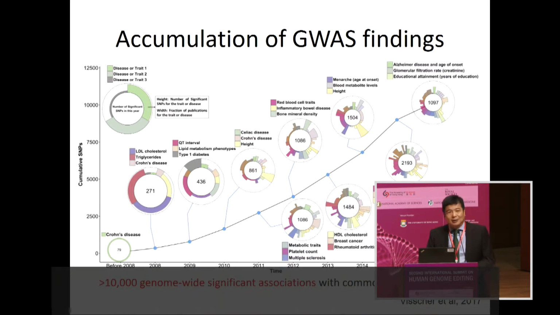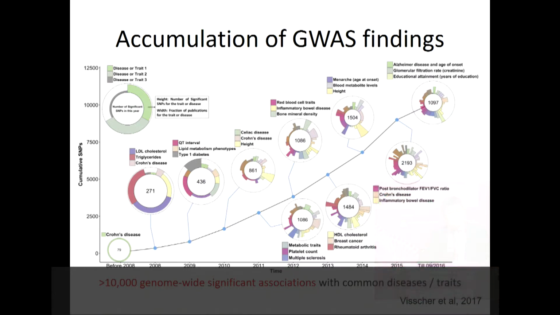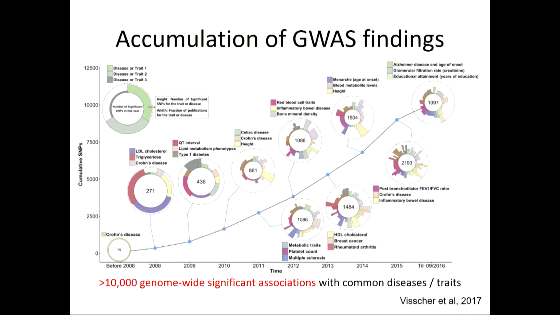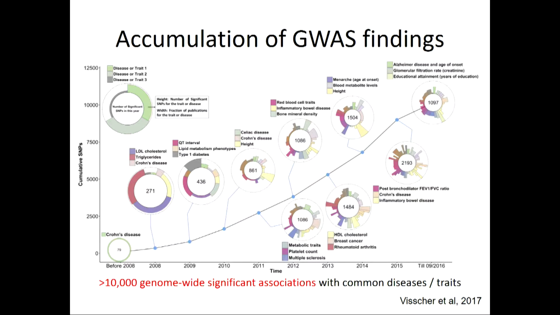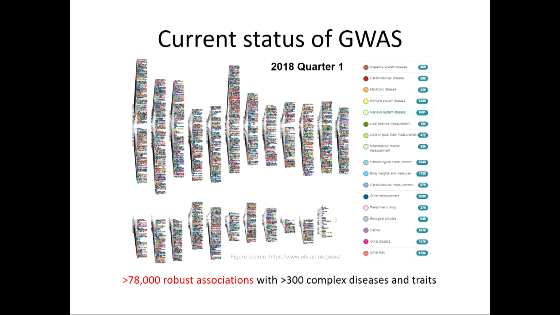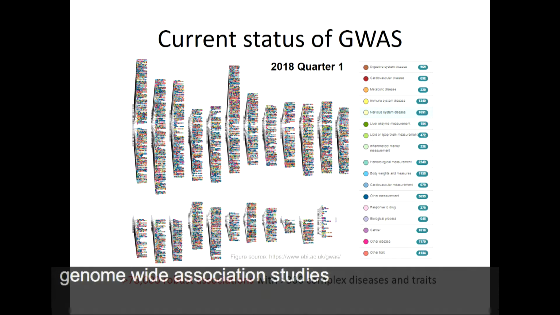These outcomes also apply to other common disorders. This is a graph taken from a paper in 2017 summarizing the status of genome-wide association studies at that time. You can see how the number of discoveries of associations has increased over time, reaching over 10,000 significant associations by the end of 2016, and this has grown even further in the last couple of years to almost 80,000 robust associations for over 300 common diseases.